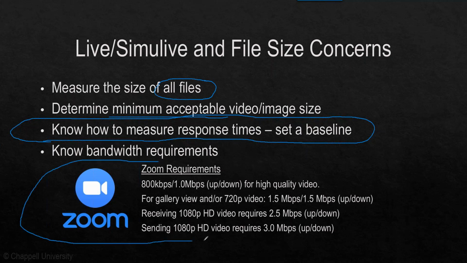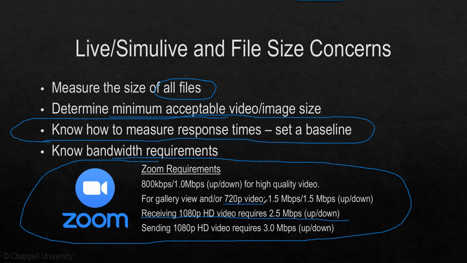Here's an example of what Zoom put out on their requirements. For receiving high def, you've got to have at least 2.5 megabits per second going up and down for receiving a 1080 pixel high def signal. We've got 720 video, which is considered standard definition video, which only takes 1.5 megabits per second up and down. And guess what? That's going to be just fine for a talking head. If you've got a person in that video, and that's primarily what you're showing, you do not need to go to high def for that person.